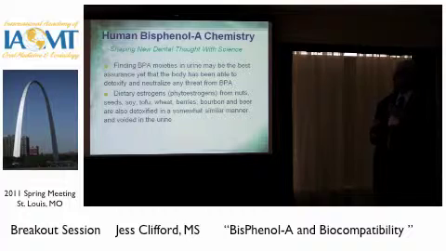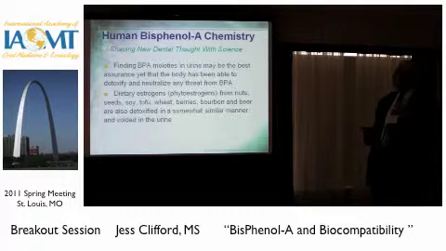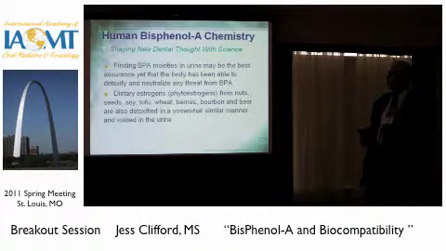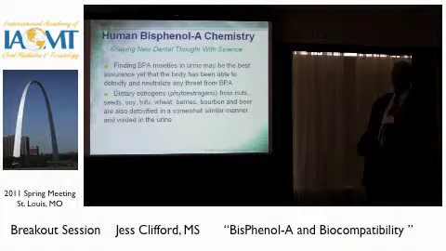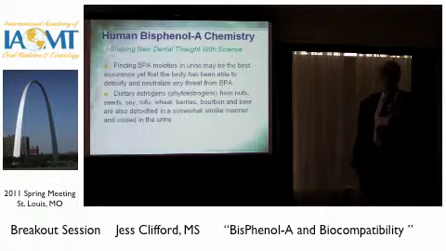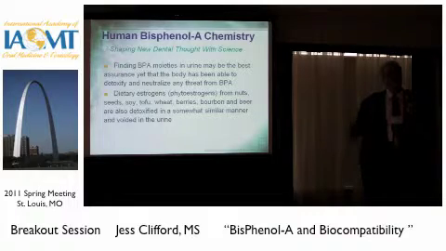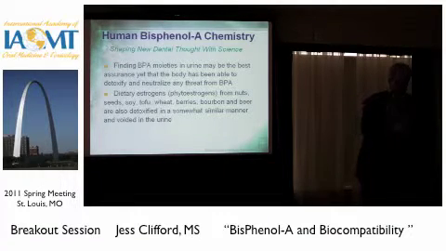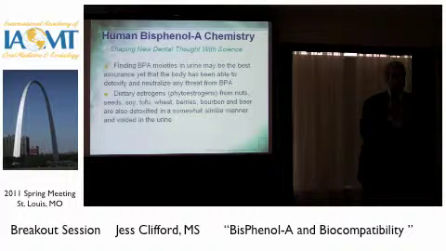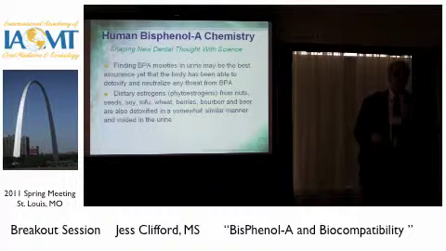Dietary estrogens, the phytoestrogens from nuts, seeds, soy, tofu, wheat, berries, bourbon, and beer, are also detoxified in a somewhat similar manner and voided in the urine. And so when we look at this question, we should ask, does this problem present any greater risk than having some cashews or some almonds as a snack?